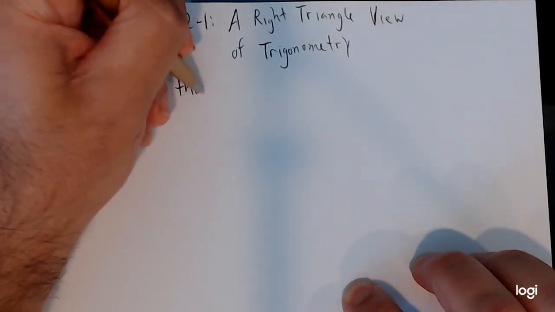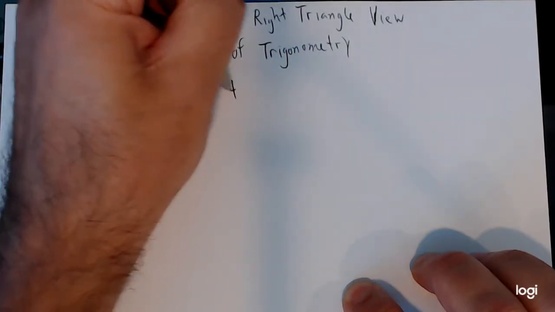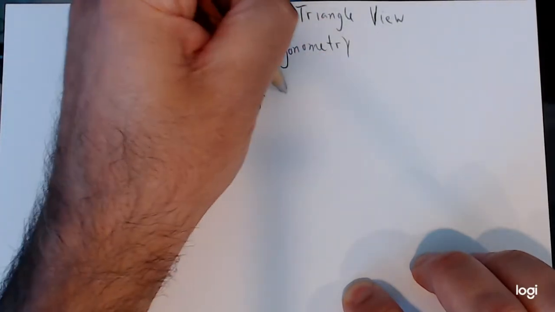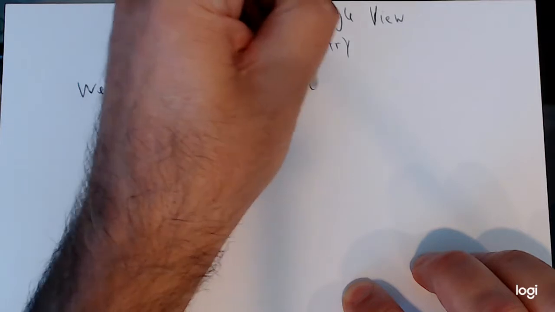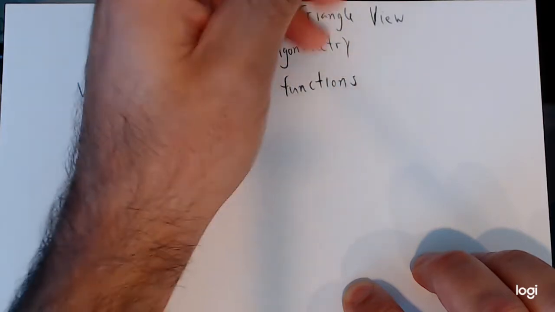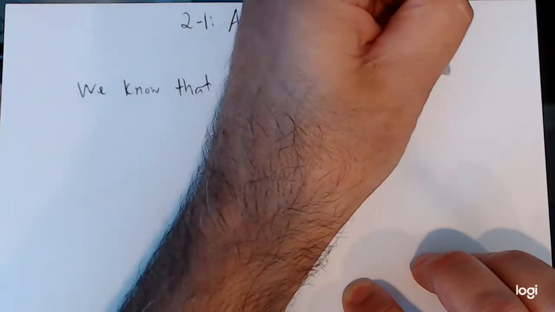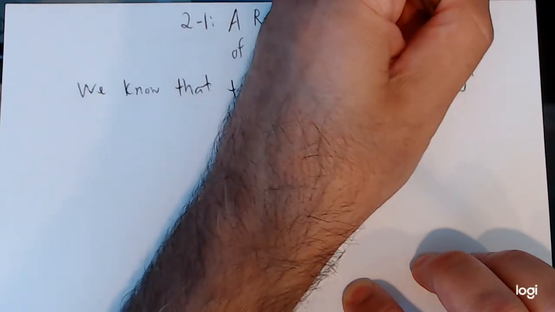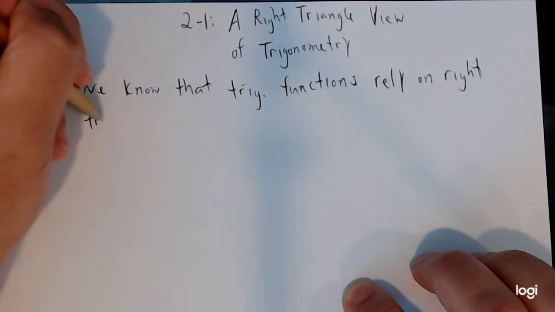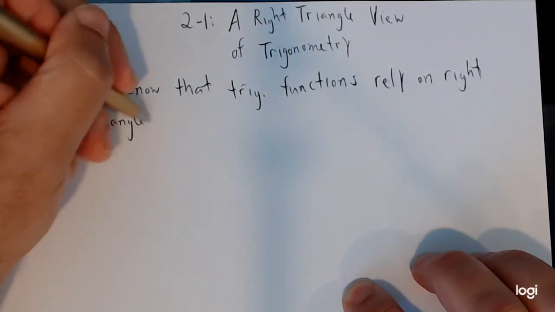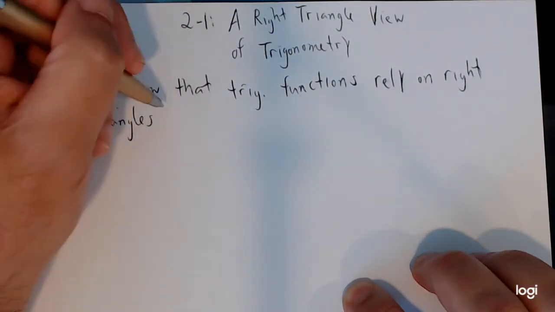So we can basically say that trig functions rely on right triangles.